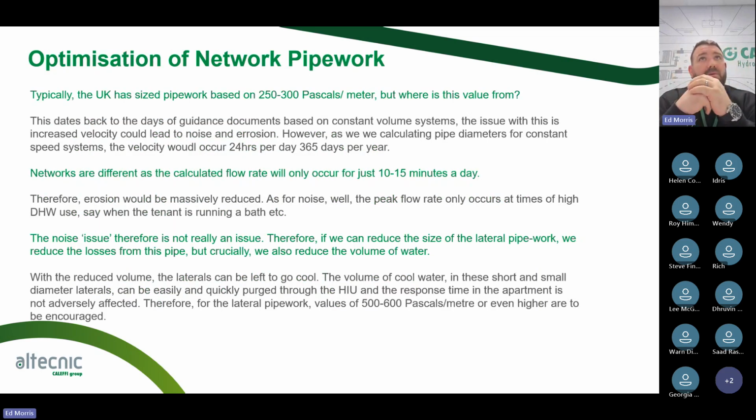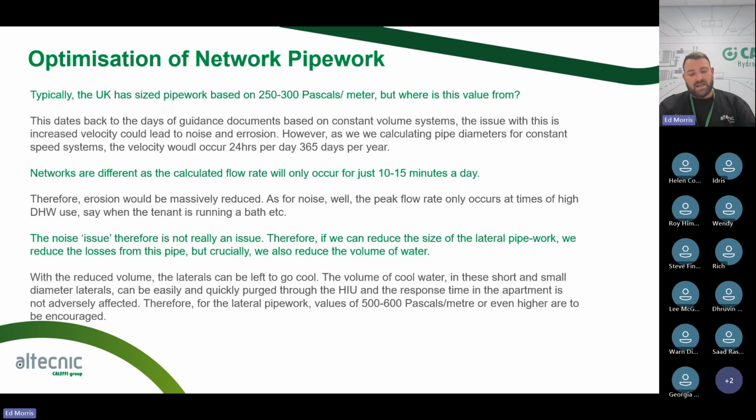Typically in the UK, we've sized pipework based on 250, 300 pascals per metre. But where do we take this volume from? Now, this dates back to the days of the guidance documents based on constant volume systems. The issue with this is that increased velocity could lead to noise, erosion. However, as we are calculating pipe diameters for a constant speed system, the velocity would occur 24 hours a day, 365 days a year. It's very different in the way we work now.